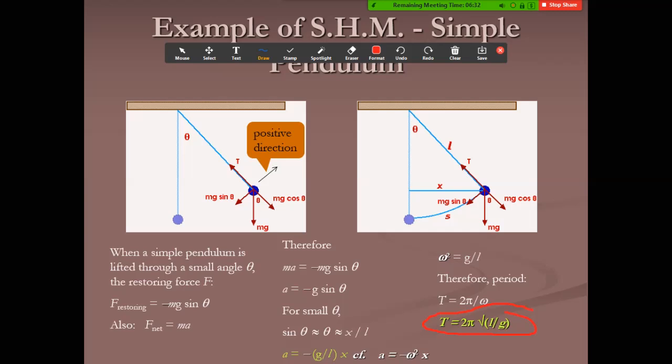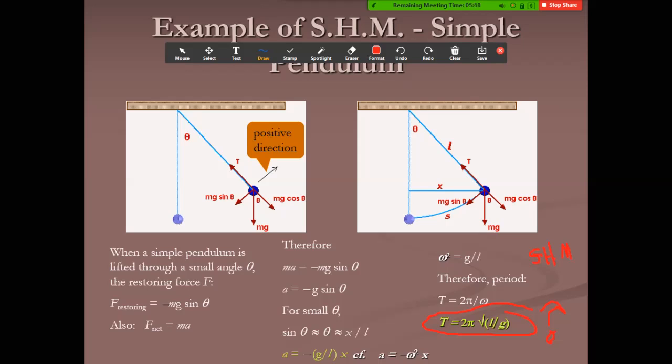Now, how did they get this formula? What is the origin of this formula? It's from SHM; from the SHM equation they got this formula. So you need to understand how they got it. First, this is the important derivation. In this diagram, the pendulum is here, mg sine theta is the restoring force, mg acts straight down, tension is up, and mg cos theta is here.